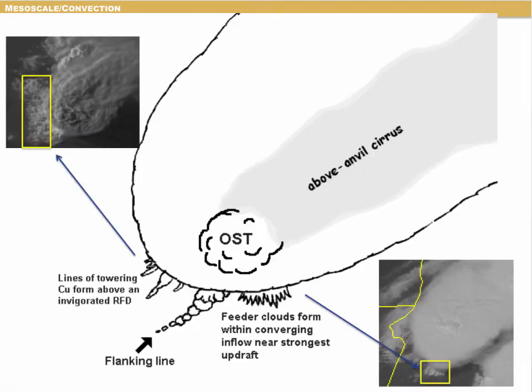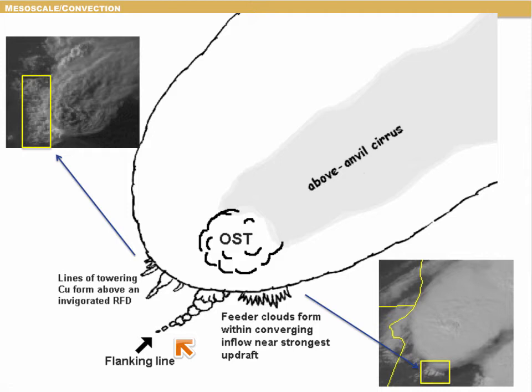This is a schematic of a supercell with satellite signatures that you may see at times in the visible imagery. We have our familiar anvil cirrus with overshooting top, and downstream from the overshooting top, the above anvil cirrus. The flanking line is typically southwest of the main updraft. The last two features are of primary interest here and indicate that a storm is undergoing intensification or is at or near peak intensity.